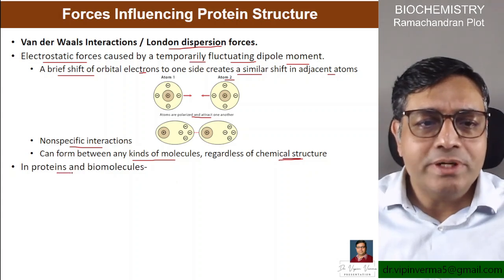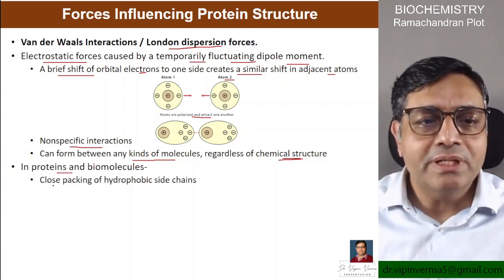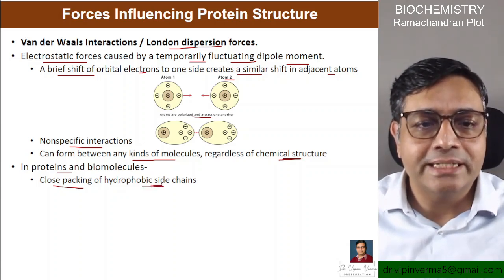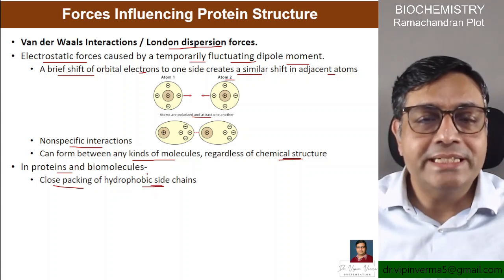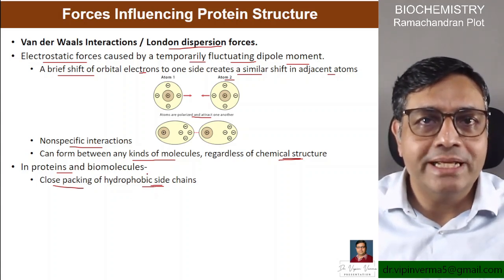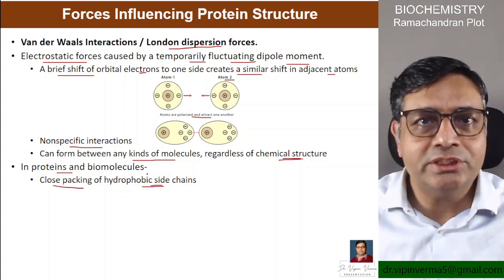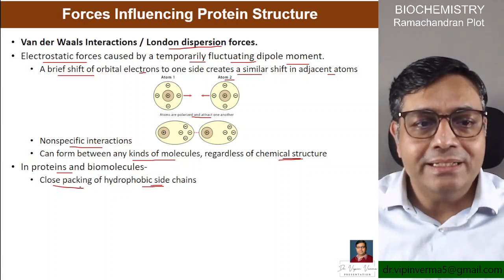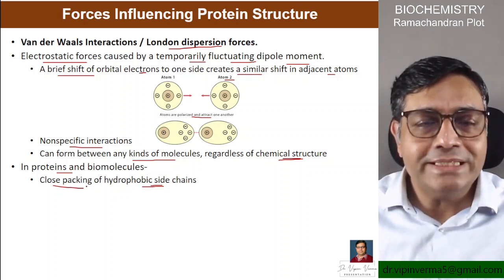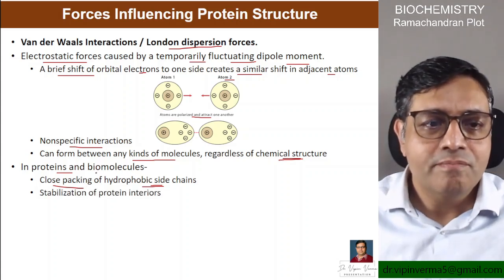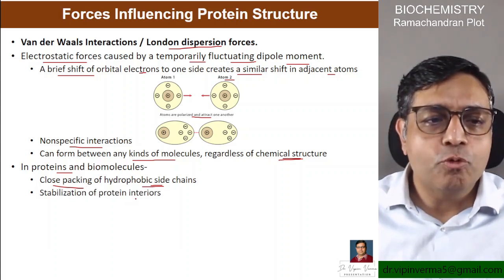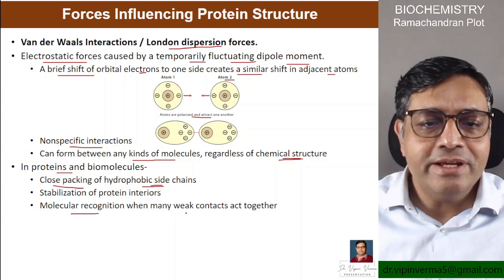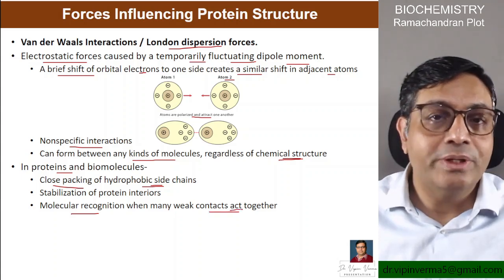Particularly in proteins and biomolecules, the close packing of hydrophobic side chains is assisted by this van der Waals interaction. Hydrophobic side chains are found in the core of the protein, where they stabilize the three-dimensional structure of the protein, which we will see later. So this close packing is facilitated by van der Waals interaction. They also stabilize the protein interior, and in molecular recognition, many weak contacts act together.